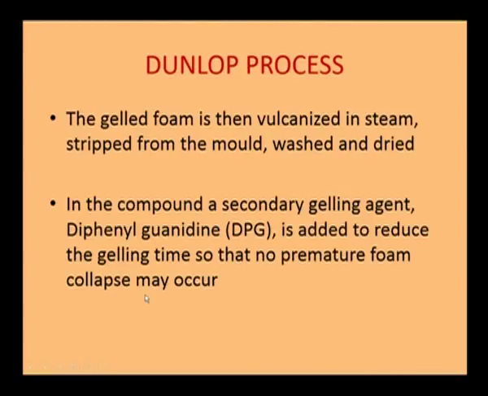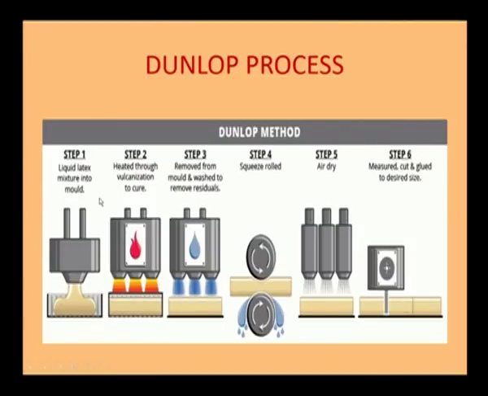Now in this image you can see the various steps involved in manufacturing latex foam. Step 1: a liquid latex mixture is poured into the mold. What is that liquid latex mixture? It is the original latex from the rubber tree mixed with the gelling agent, as I said, sodium silicofluoride, then zinc oxide, mixed together along with the secondary gelling agent. All these things together are the liquid latex mixture. You take a mold, pour all the liquid latex mixture into it, close it, then vulcanize it.